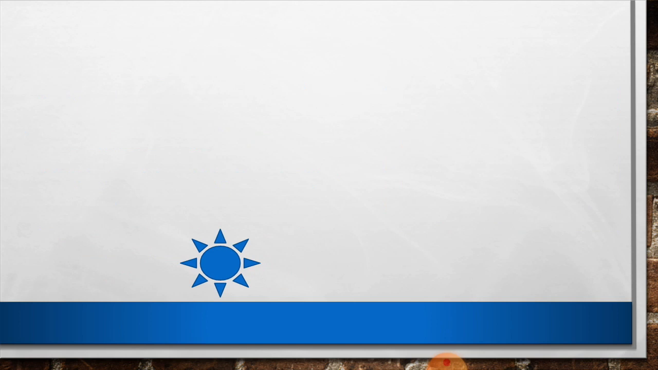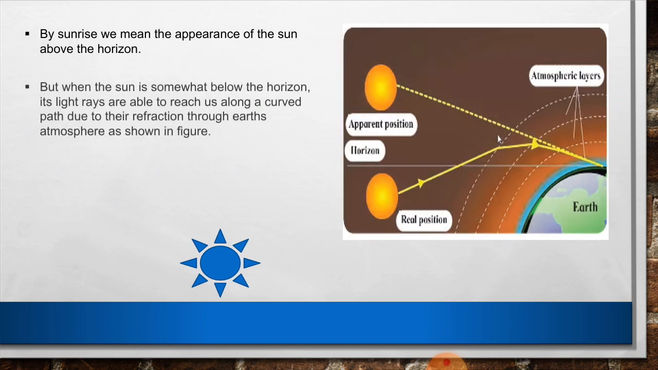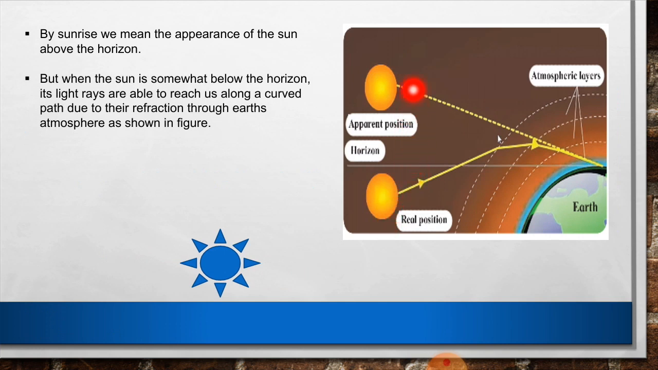Okay. Yes. So here there is one image, you can see that. Just imagine this is the sun, here is also the sun, and here is the earth. We are situated here, on the earth. So by sunrise we mean the appearance of the sun above the horizon. When sunrise takes place, this line is called the horizon. So when sunrise takes place, we mean the appearance of the sun to be above the horizon, that means it should be here.